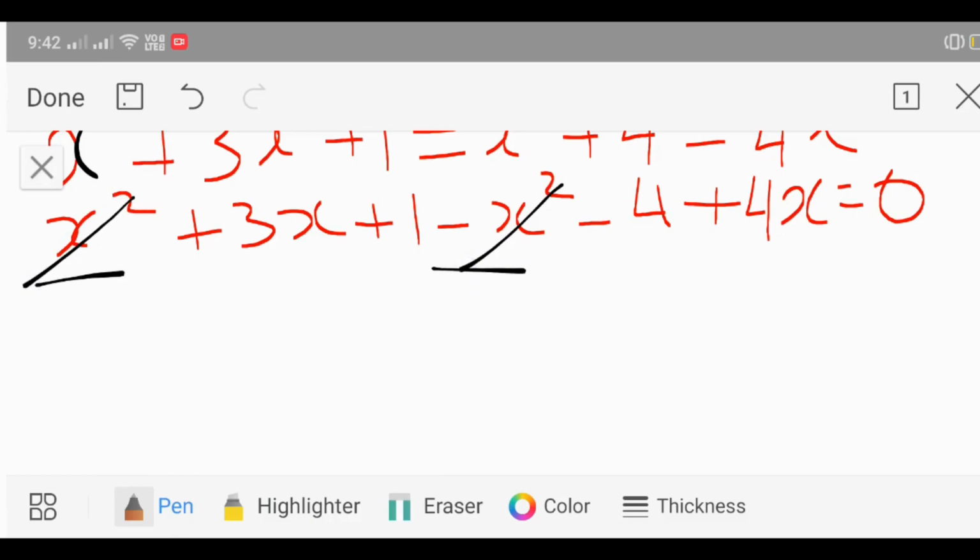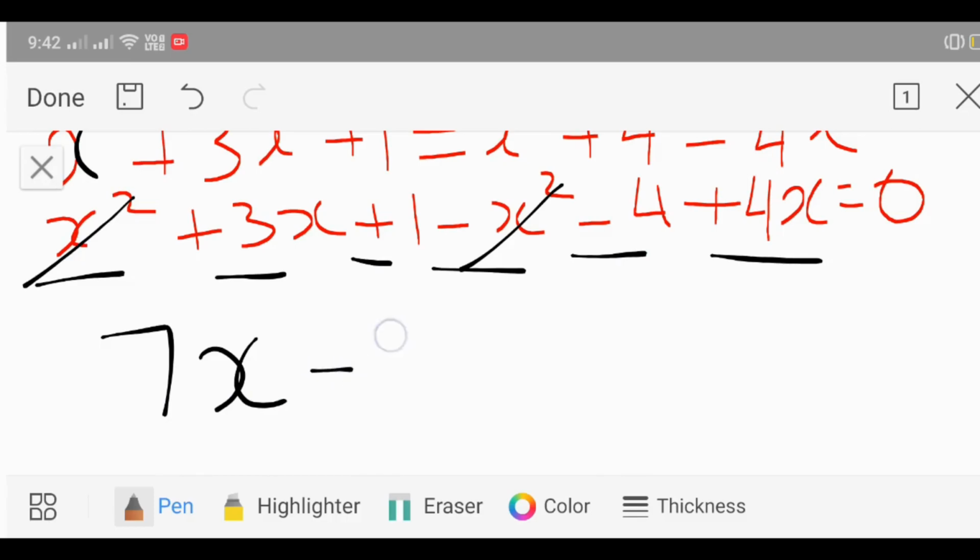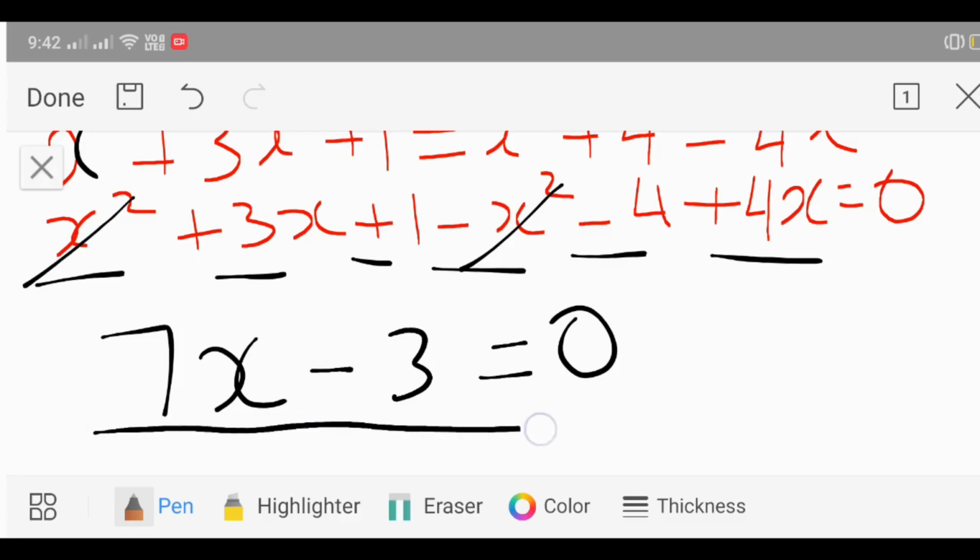Next, we have 3x plus 4x, which is 7x. Next, plus 1 minus 4 gives minus 3, equal to 0. So it is not in the form of ax squared plus bx plus c equal to 0. So 7x minus 3 is not a quadratic equation. So our question number 6 is not a quadratic equation. Thank you.